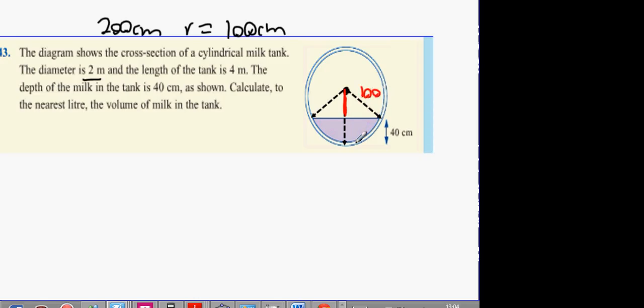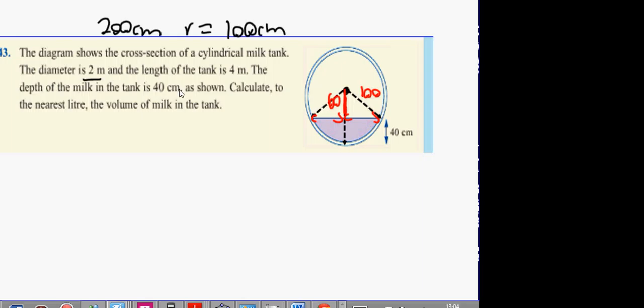What do we know about the red length? It has to be what? 60. Where'd you get the 60 from? Okay. So now that we know that's 60, you're going to do Pythagoras' theorem to figure out what this is. Do you understand? Yeah. Then double the answer to find out the length across. Then you're stuck with, how do I find out the area of the shaded part?